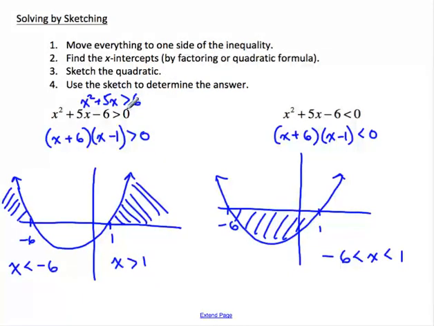Now, if the question had been slightly different and this had been a greater than or equal to sign, and so this and this had also been greater than or equal to signs, then the same would be true for our answer. All of these less than and greater than signs would also be less than or equal to and greater than or equal to signs. Because if we look back here, when x is equal to -6 or x is equal to +1, then we actually get an answer equal to 0. So we'd have to include these as well. So that's how the question would change if it was this kind of inequality. And that's an introduction to solving quadratic inequalities by sketching.